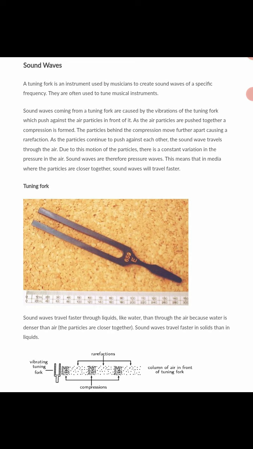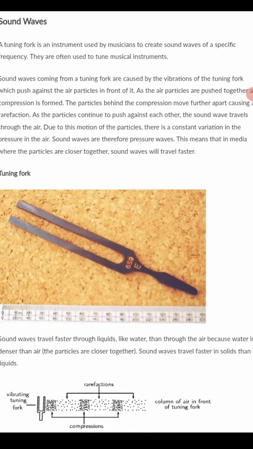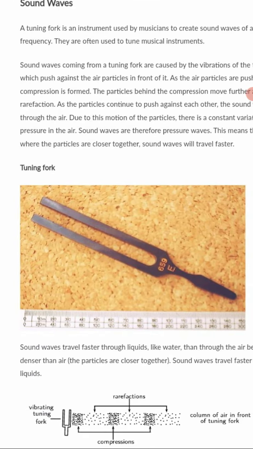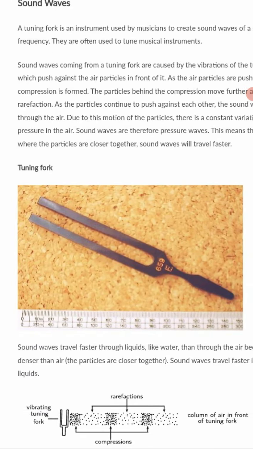The tuning fork is an instrument used by musicians. That's a picture right there. Used by musicians to create sound waves of specific frequency. They are often used to tune musical instruments. There's a diagram, there is the tuning fork. All right, the tuning fork is one of the instruments used in generating sound waves.